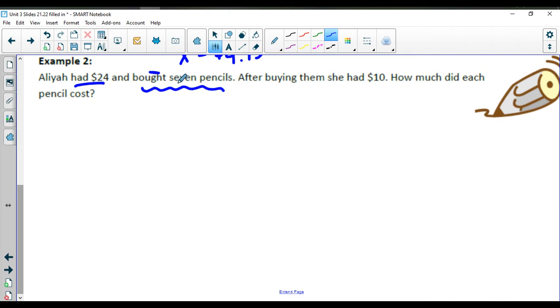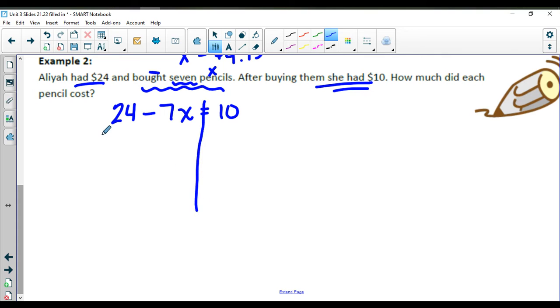Okay, well, that's what we're trying to figure out. So this 7 is what's going to get our X because we don't know what the cost of each pencil is. So we start off with 24. She buys the 7 pencils. And after buying them, she had $10. So we have equals 10 right here. This is one of our rule buster problems.